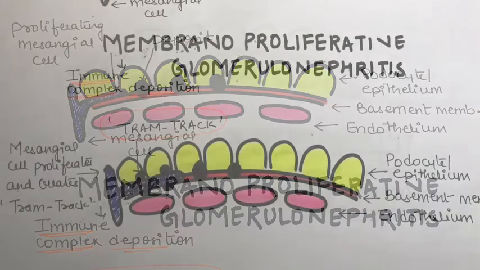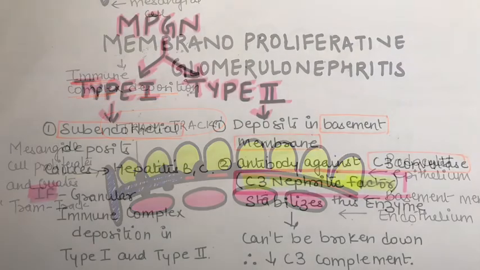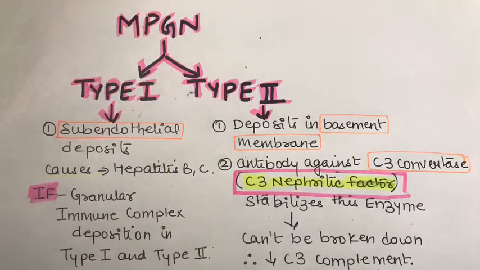First will be the subendothelial deposits, or below the endothelium, and the other one will be the basement membrane or subepithelial deposits. And this characteristic finding is known as a tram track appearance. This is very, very high yield to know about in membranoproliferative glomerulonephritis. Now, an important point in MPGN is the different types of MPGN. Type 1 is associated with subendothelial deposits and is seen in patients with hepatitis B and C.